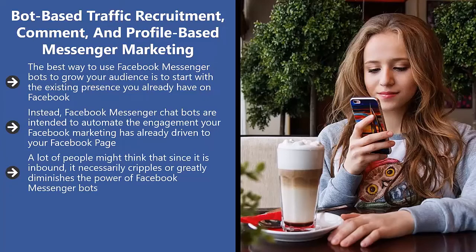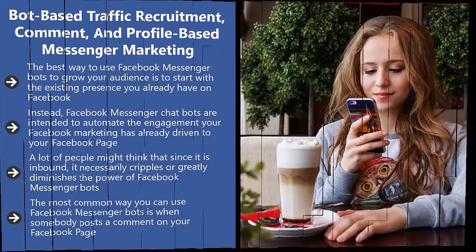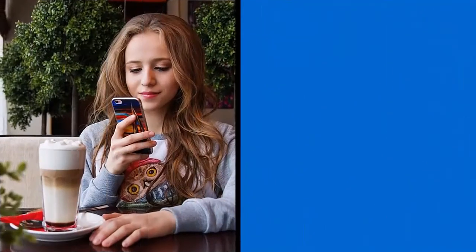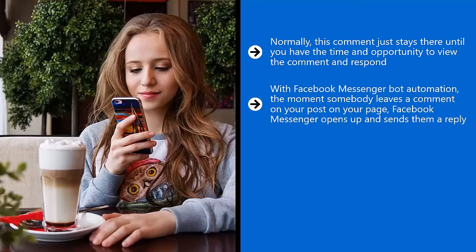A lot of people might think that since it is inbound, it necessarily cripples or greatly diminishes the power of Facebook Messenger bots. Actually, it doesn't. It actually increases the likelihood that your visitor would have a favorable view of your brand. The most common way you can use Facebook Messenger bots is when somebody posts a comment on your Facebook page. You have many posts on your page and somebody visiting your page leaves a comment. Normally, this comment just stays there until you have the time and opportunity to view the comment and respond. Usually, business owners would respond with another comment. With Facebook Messenger bot automation, the moment somebody leaves a comment on your post on your page, Facebook Messenger opens up and sends them a reply.